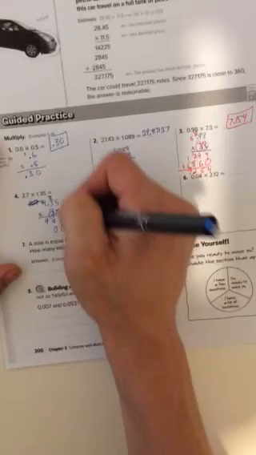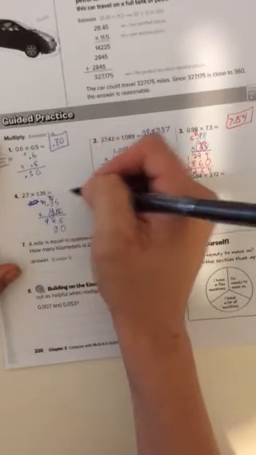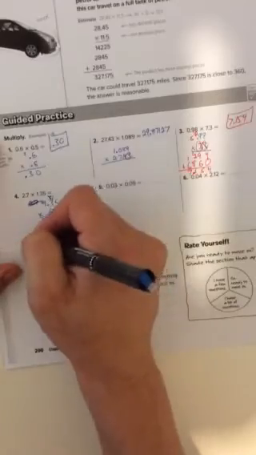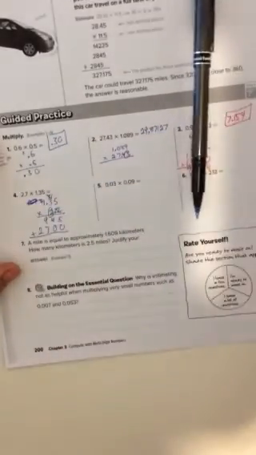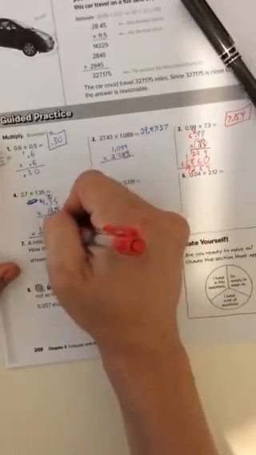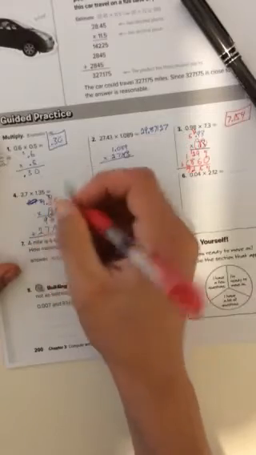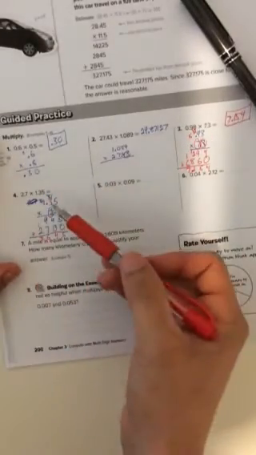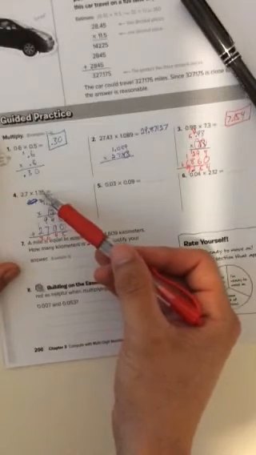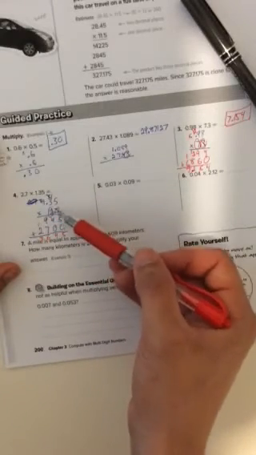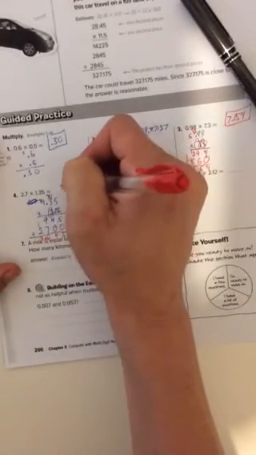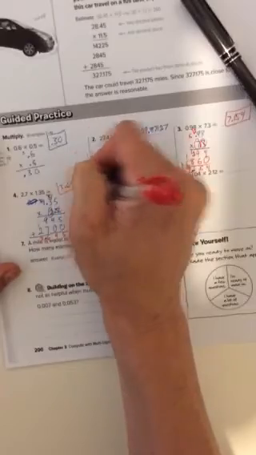2 times 5 is 10. 2 times 3 is 6, plus 1 is 7. 2 times 1 is 2. Let's add this all up. 5, 4, 9, and 7 is 16. 1 and 2 is 3. So I have 1, 2, 3 numbers behind the decimal. 1, 2, 3 numbers need to be behind the decimal in my answer. So it's 3.645.